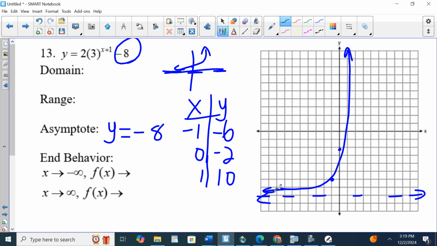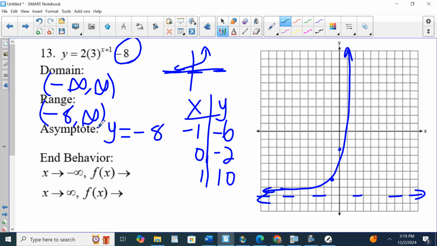Arrows, arrows. Follow-up questions. Domain. Any exponential graph is always negative infinity to infinity because there are arrows pointing to the left and to the right. Range is going to always have the asymptote as one of its values. From bottom to top, it's starting at negative 8, not including negative 8, and it goes to infinity.